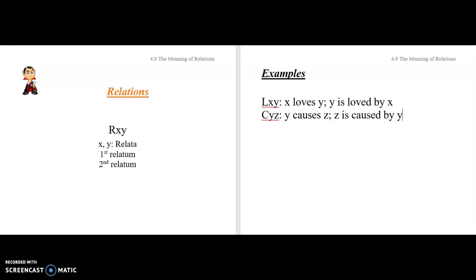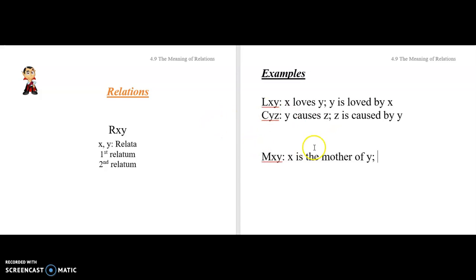Basically, you can do this for any relation. For some relations, it's a little awkward to look at it from the position of the second relatum. For example, let's suppose we had MXY, where that meant X is the mother of Y.